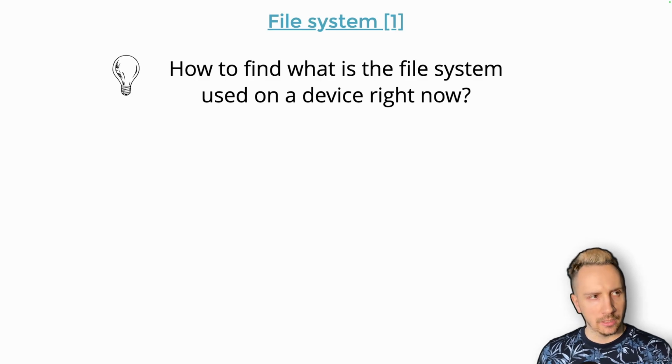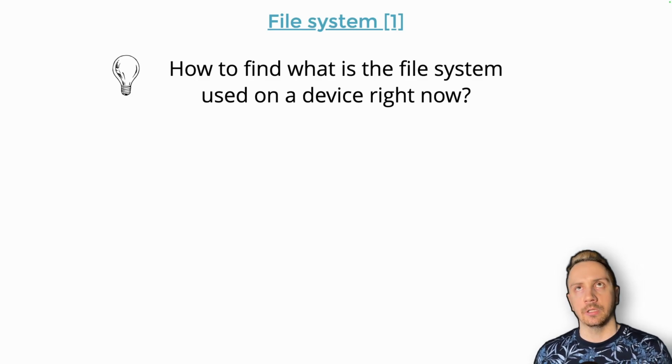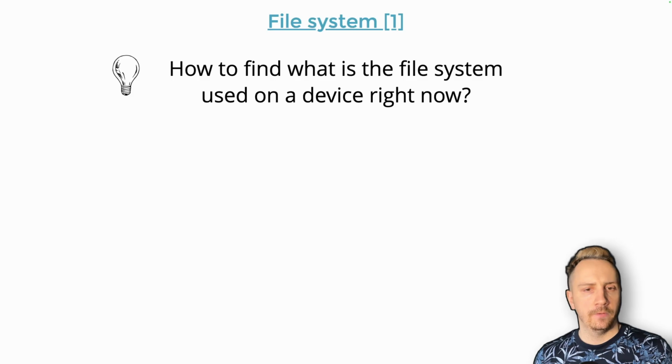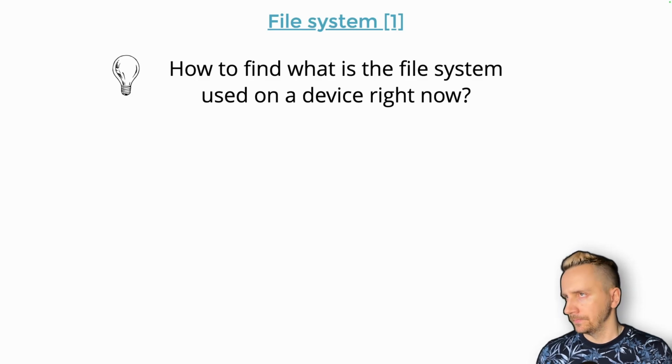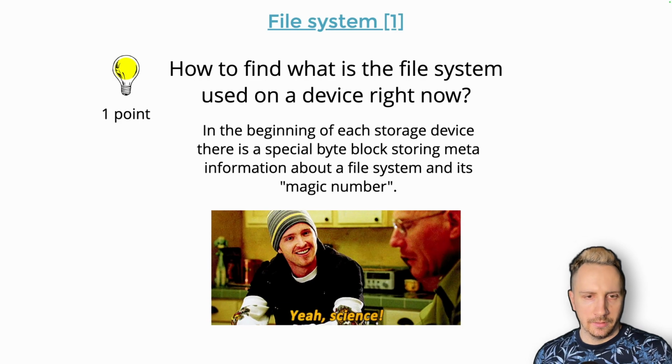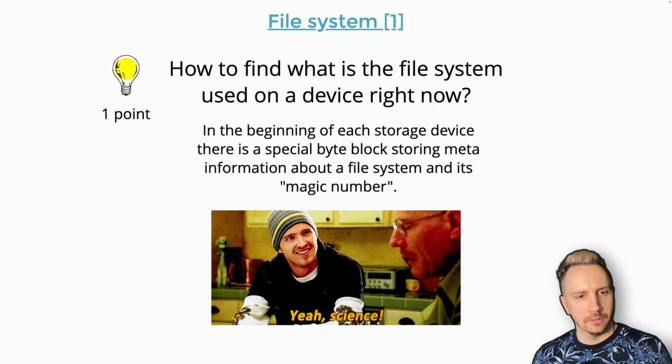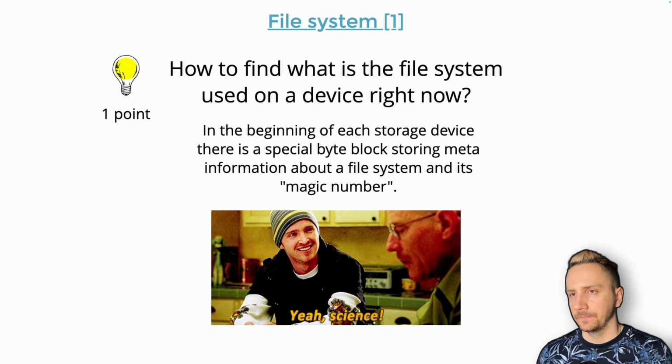My question is, how do you think the operating system, the kernel, finds which file system is on which device automatically? Think about it, put the video on pause. I will be revealing the answer right now. My questions usually don't have complicated answers. In this case, it's also relatively simple.